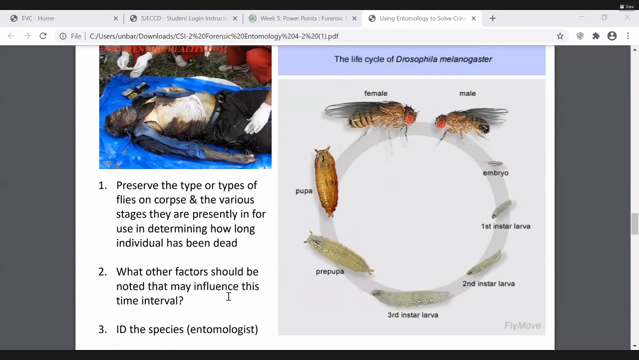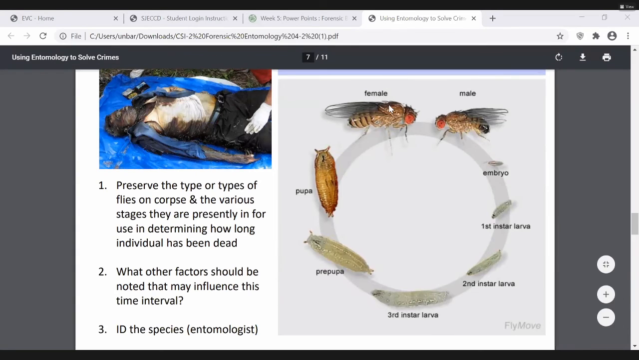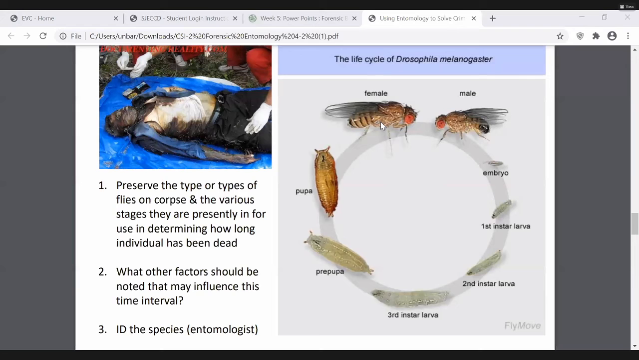Okay, so let's look at what are the stages. So you have a female blowfly that will come at the site of the cadaver, and she will lay at least 250 eggs at a time, right? This is the male. The male is always smaller than the female, and then it develops into an embryo. And these are the stages of the maggot. So we have the first instar larva, the second instar larva, the third instar larva, the pre-pupa stage, and then it becomes an adult.